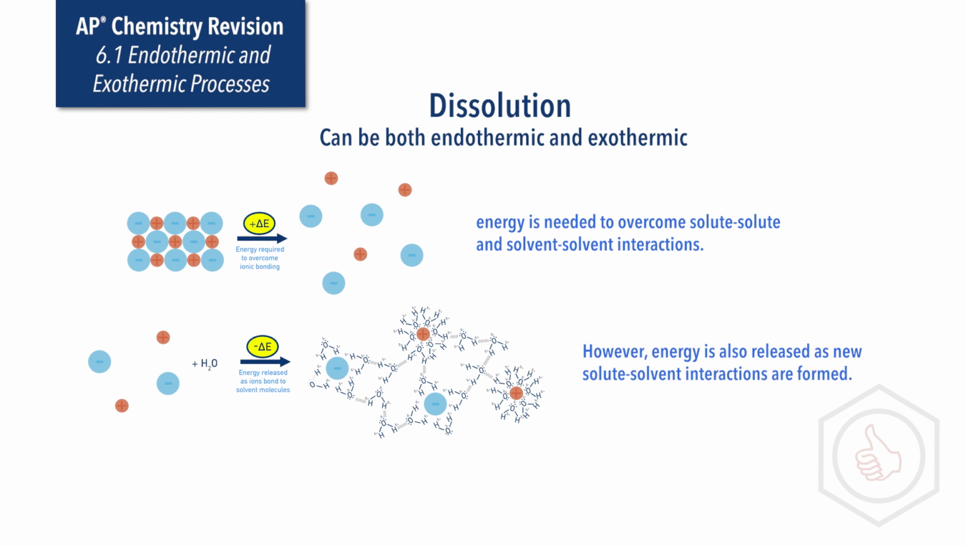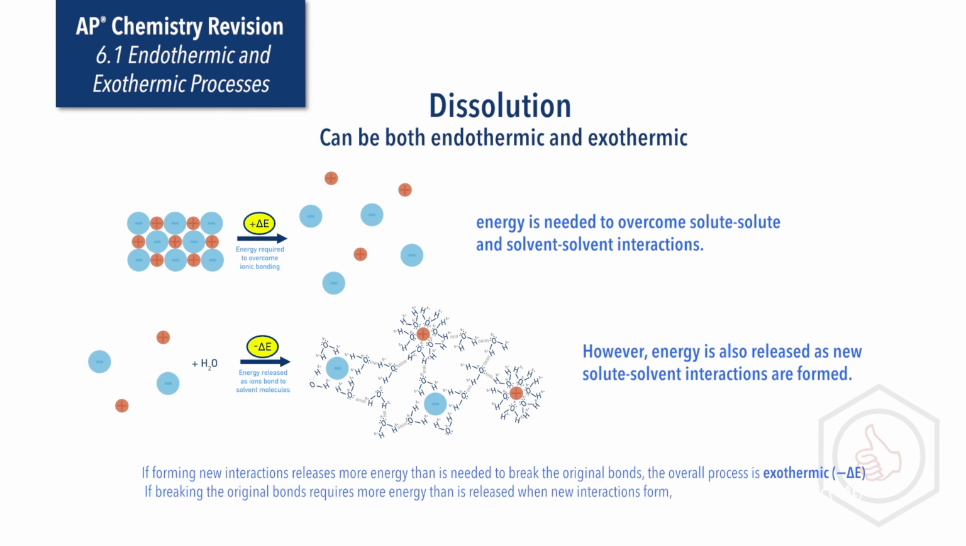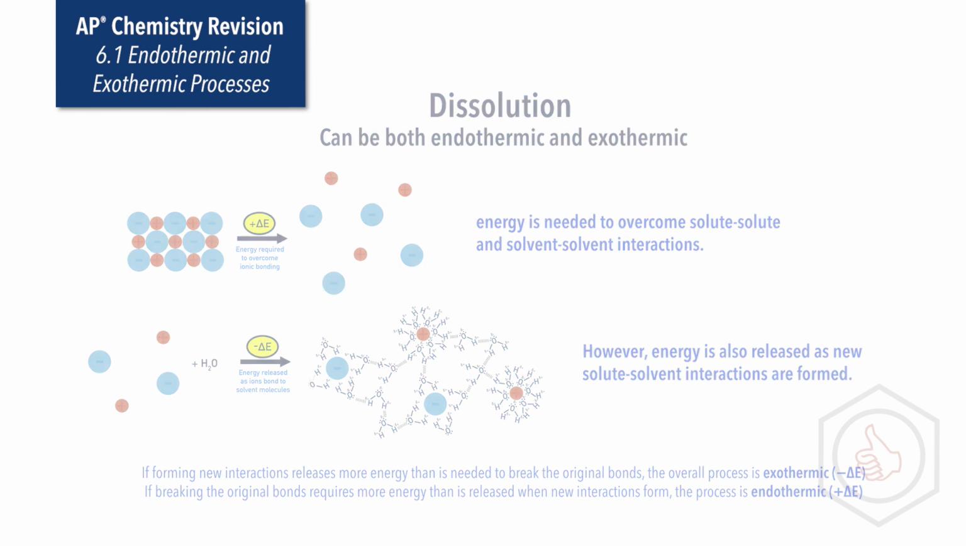Now, if forming new interactions between solute and solvent particles releases more energy than is needed to break apart the interactions between solute and solvent particles, the overall process is exothermic, a negative energy change. However, if overcoming the interactions in the solute and solvent originally requires more energy than is released when new solute-solvent particle interactions form, then now the process would be endothermic with a positive energy change.